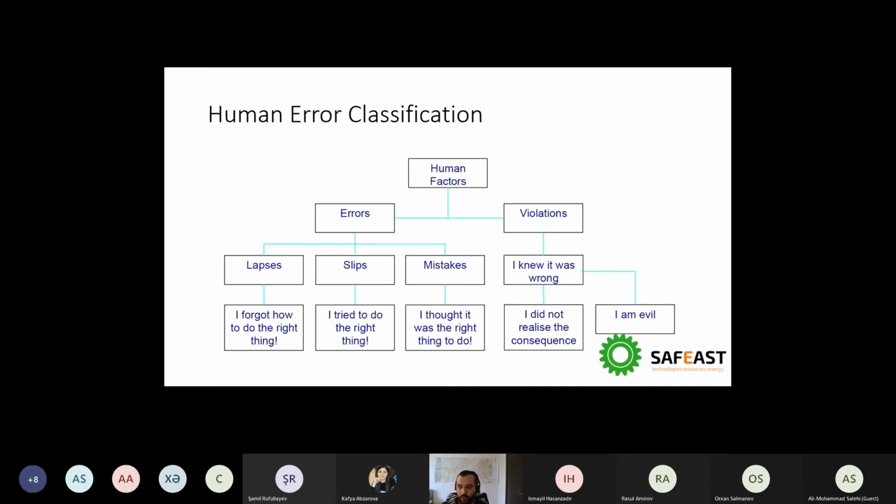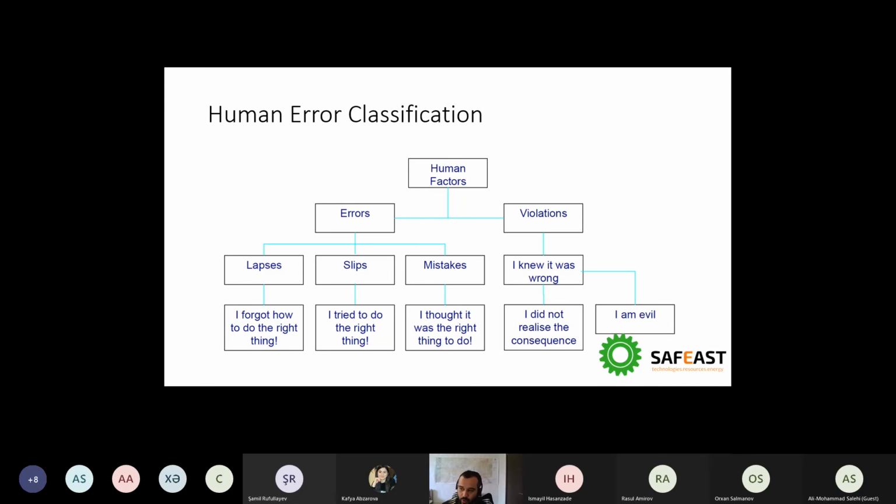So when we classify human errors, we talk about errors and violations. They are totally different. In a violation, you knew that it was wrong, but you did it anyway. Sometimes you do this because you are a bad guy, or sometimes because you didn't realize the consequence, so you didn't realize that this could be a bad day.